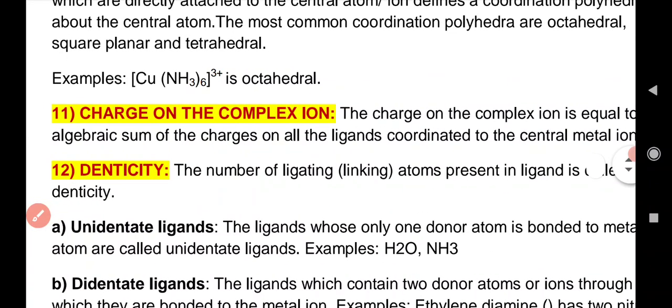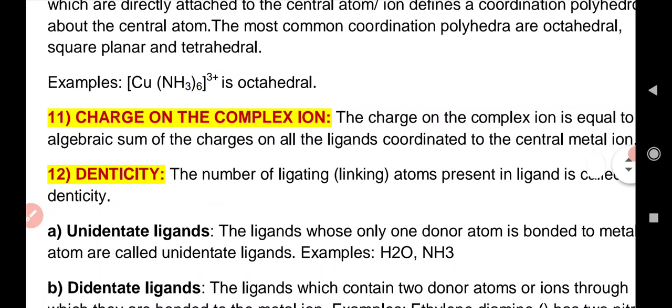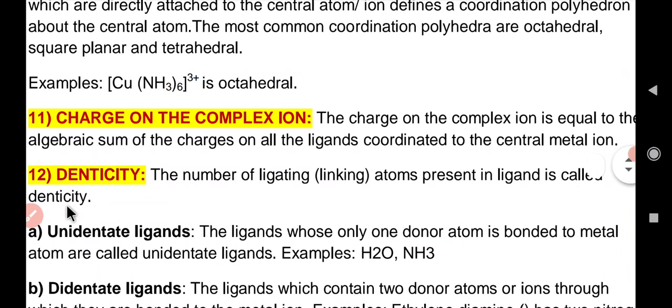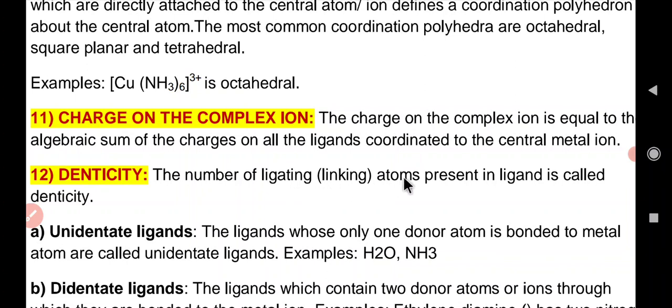After that, the next topic we are going to discuss is denticity. What is denticity? It is the number of ligating atoms, or the linking atoms, present in a ligand. I am repeating it once again, children: the number of ligating atoms present in a ligand is called its denticity.